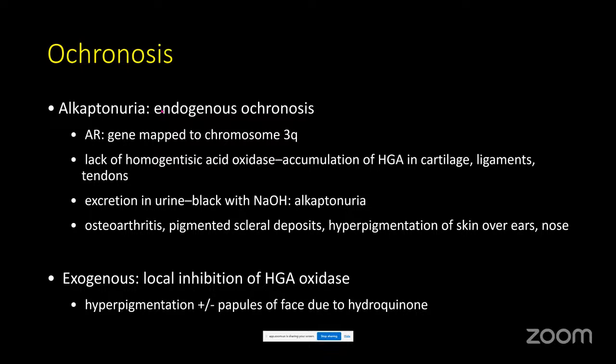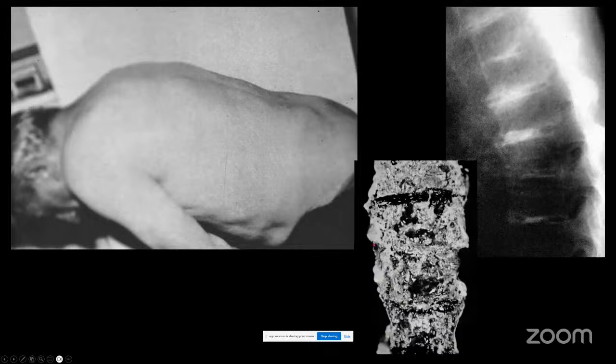And then you can have exogenous ochronosis due to local inhibition of HGA oxidase, and I'll give you an example of that. It's seen in patients who use hydroquinone, although a lot of people use hydroquinone and it's not a common cause, but it is something you need to watch out for. Again, I think I gave a talk on this when I was maybe a medical student or resident, so I don't even know where these images came from.